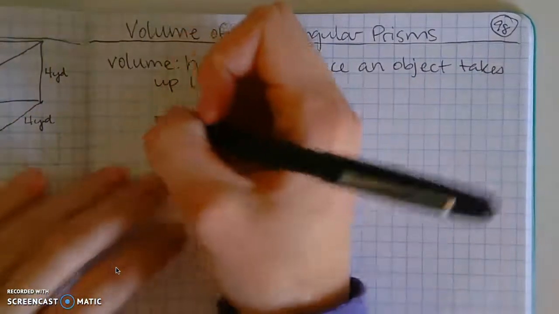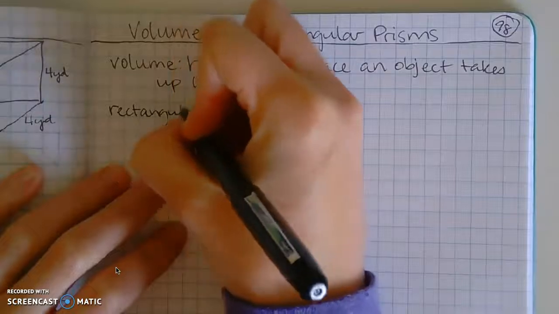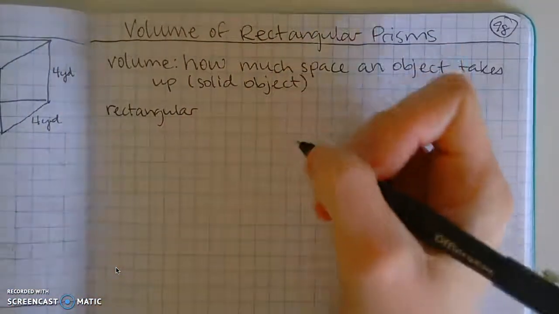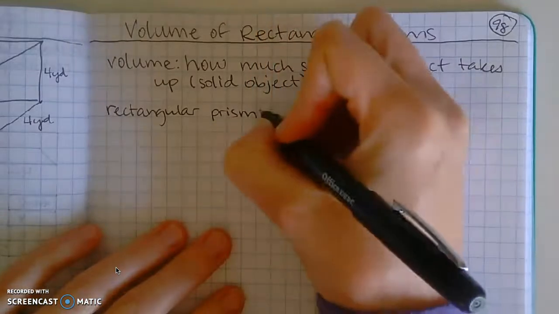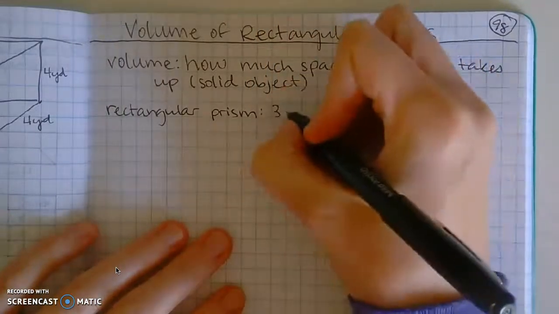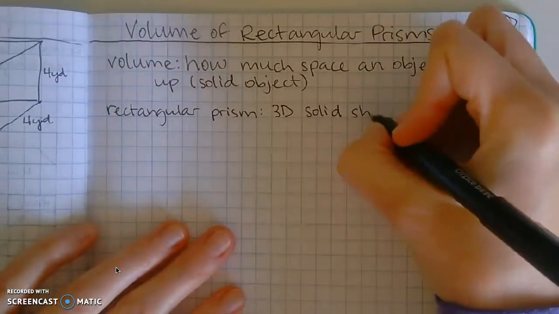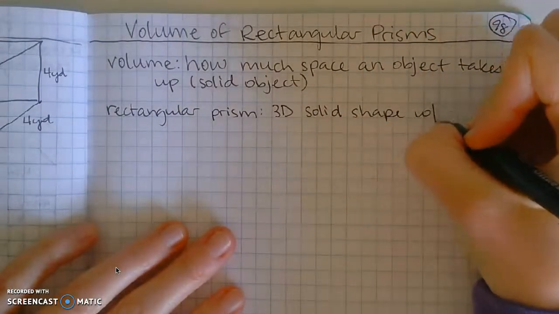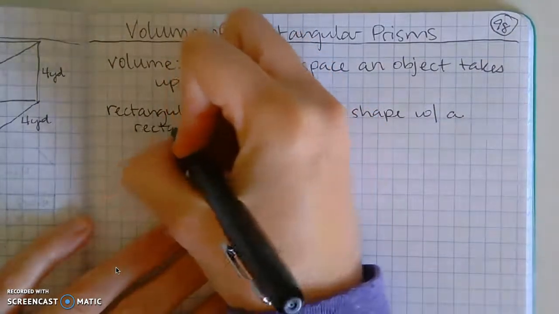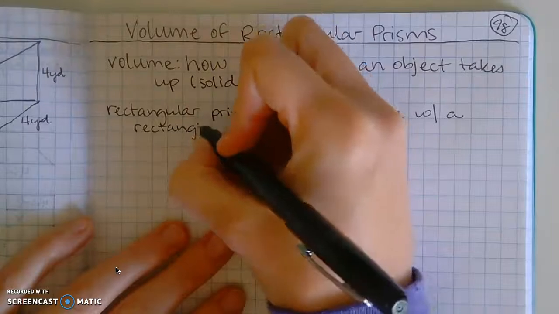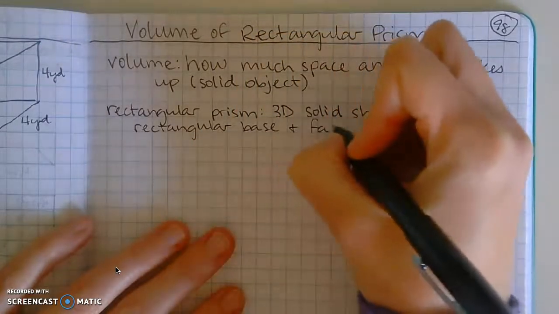So we're going to be focusing on a rectangular prism. We kind of talked about that already with surface area, but let's give it a quick definition, okay? So a rectangular prism, and cube kind of falls in here, is a 3D solid shape with a rectangular base and faces. Rectangular base and faces. Okay.